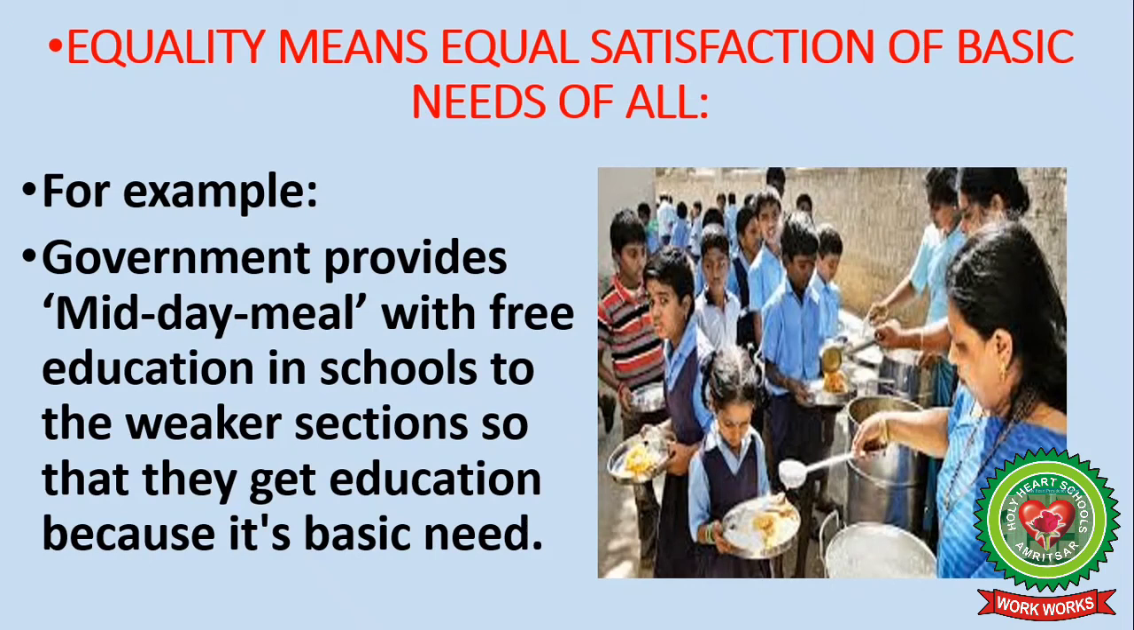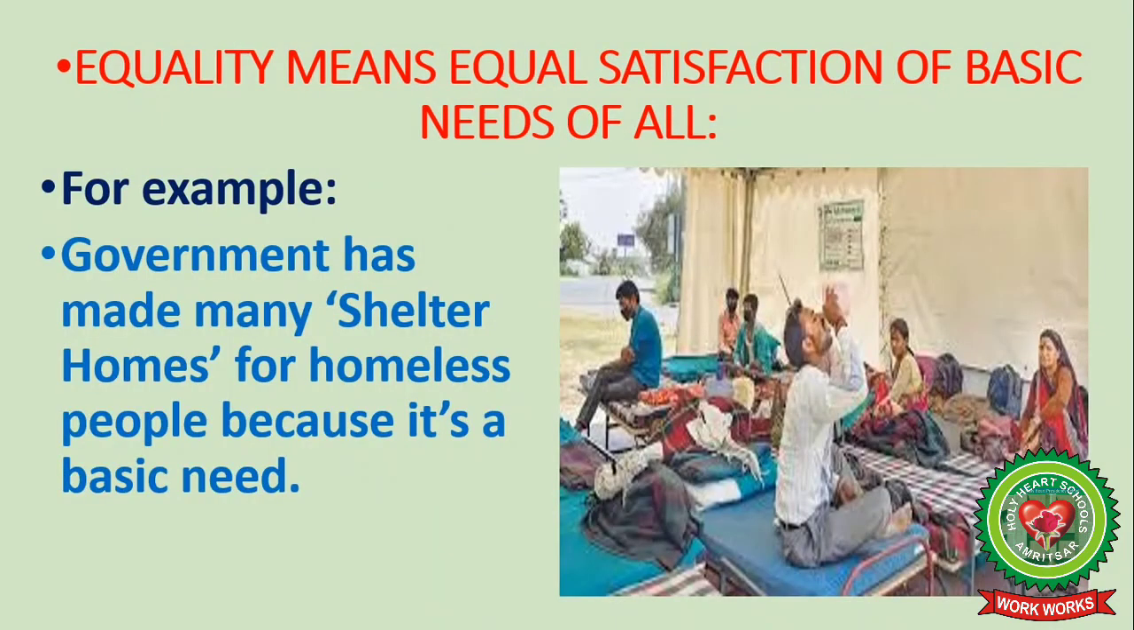The government provides two things. First is education and second is the midday meal, so that they are attracted towards the food and they get the education. So this way the government tries to improve the society also, and the government tries to improve the economic status also. Next is equality means equal satisfaction of basic needs of all.